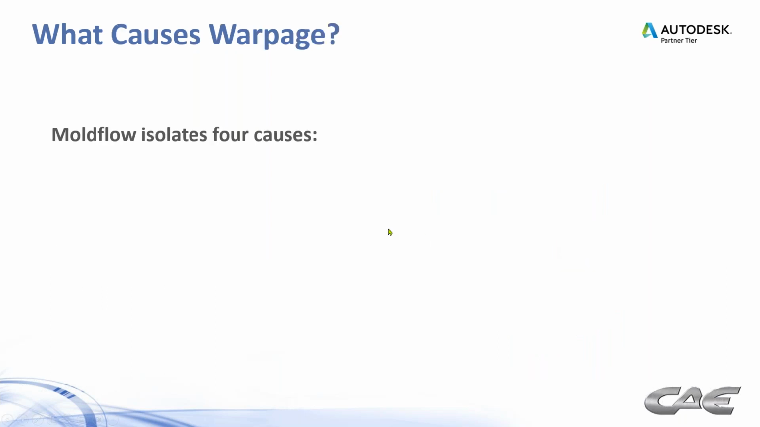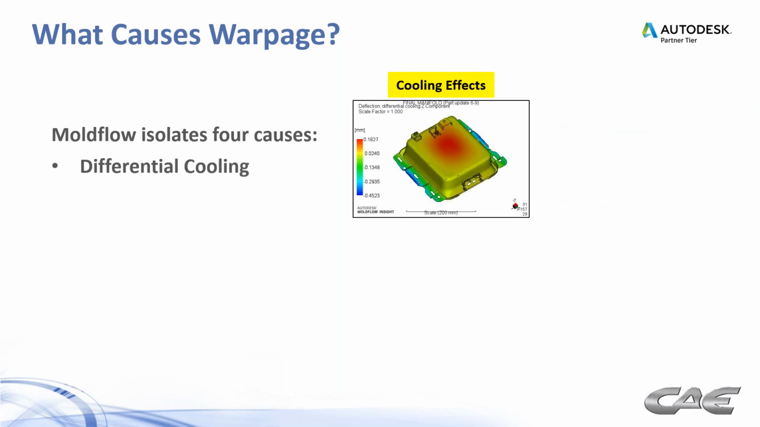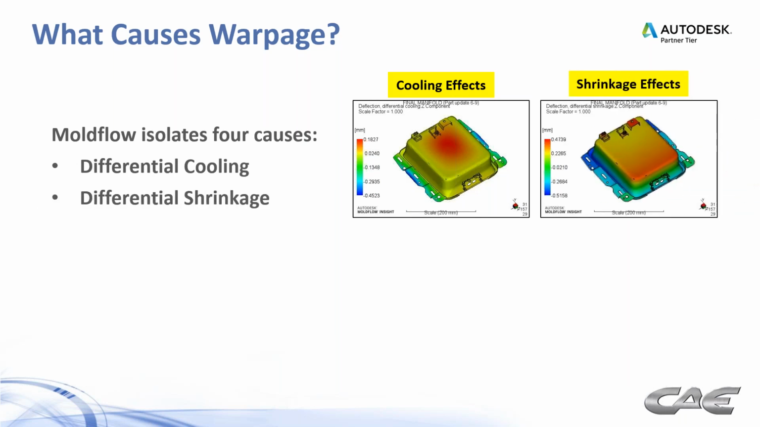So what causes this warpage? When we look at mold flow, it isolates it into four main causes. The first one being differential cooling. And that's why we want to maintain, and when we talked about in our cooling webinar, maintaining uniform cooling, because it can lead to the differential cooling effect as it becomes warpage. We have differential shrinkage. This is how the packing pressure is playing out through the mold. Areas that are packing more, areas that are packing less, lead to shrinkage variations, and those shrinkage variations, if they're large enough, can lead to warpage.